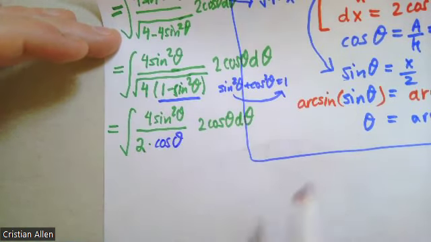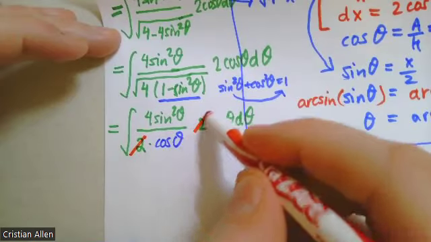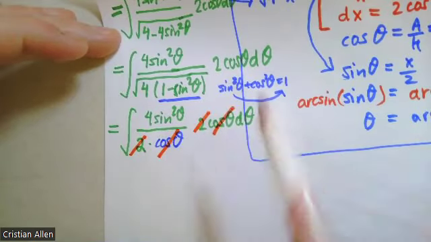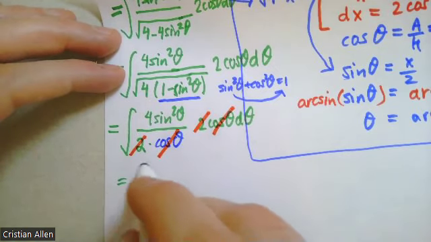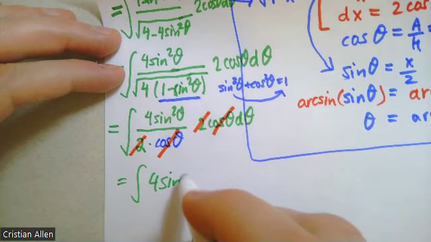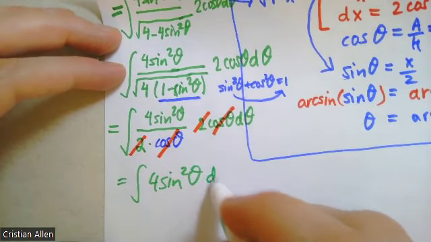Okay, so here we have a 2 that's going to cancel a 2. A cosine is going to cancel a cosine. So we're going to be left with the integral of 4 sine squared theta d theta.